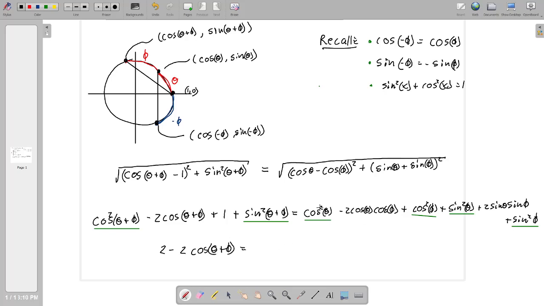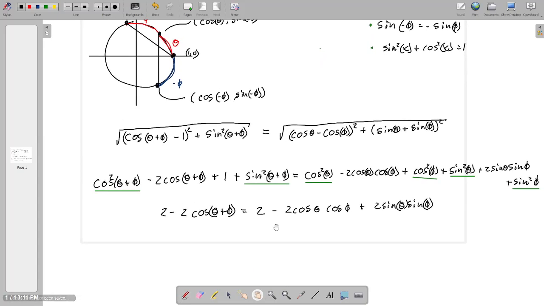is equal to this, and this becomes 1, and this becomes 1, so we have a 2 here, minus 2 cosine theta cosine phi plus 2 sine theta sine phi. And we're almost done.